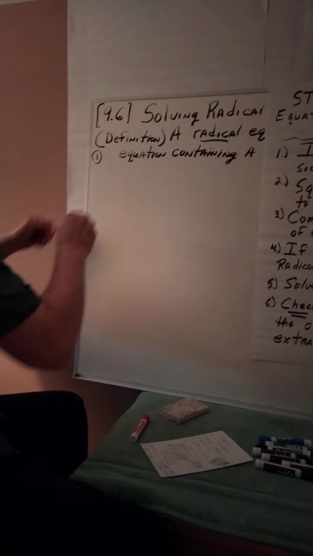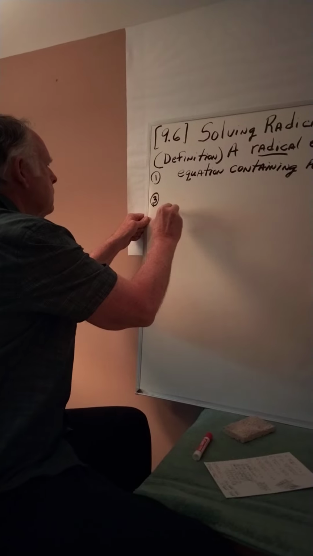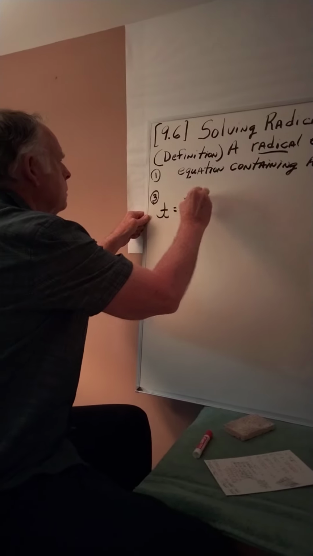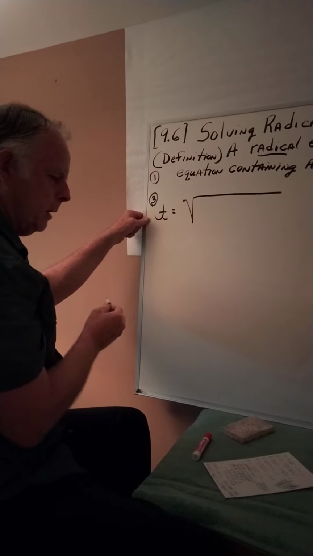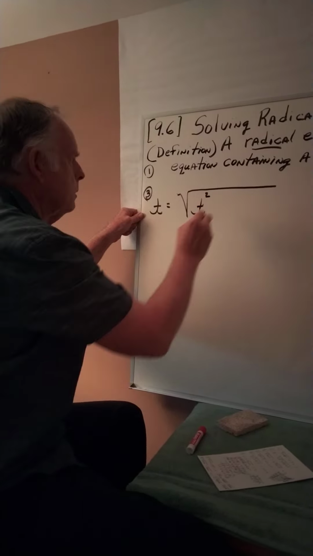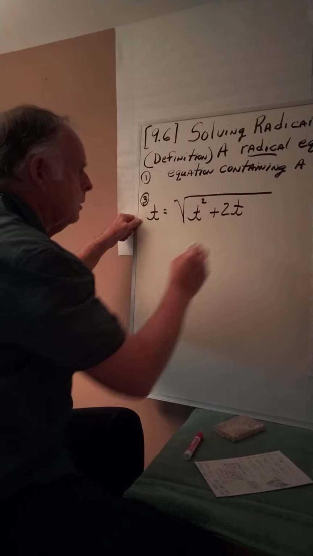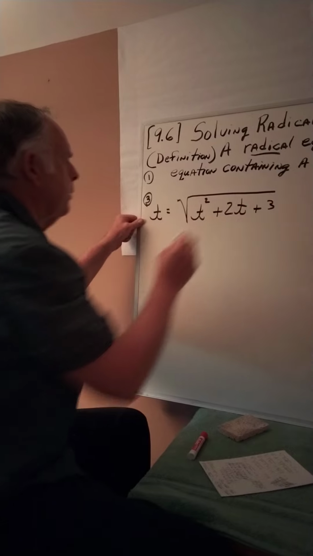Number 3. t is equal to the radical of t squared plus 2t plus 3.